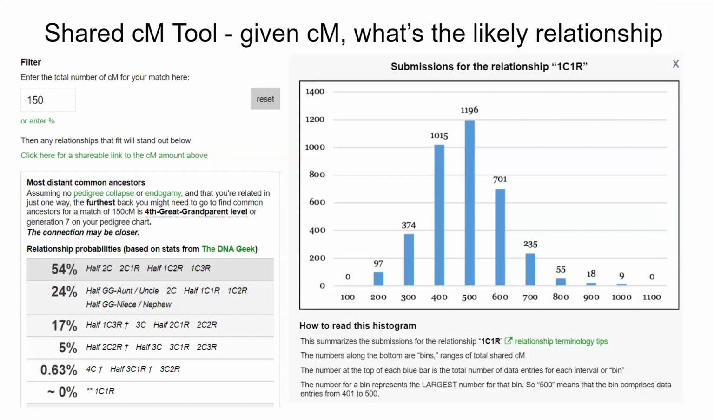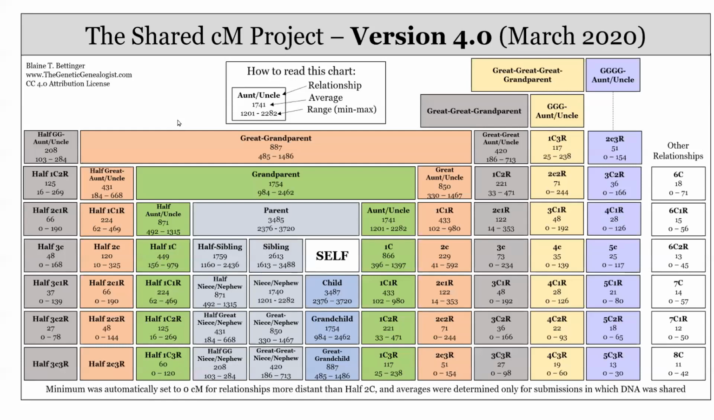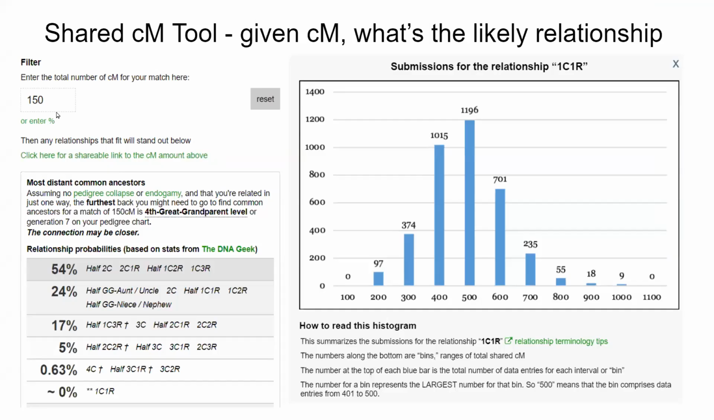So one of the things that I found very valuable is something called the shared Centimorgan tool, and I've got a link to it in the links I mentioned at the beginning. If you enter the number of Centimorgans for a match, it will produce a statistical percentage from Bettinger's table. So we're starting with Bettinger's table, and we're producing percentages. If you had 150 Centimorgans, there'd be a 54% chance it would be one of these people, 24% one of those, et cetera, down to 0.